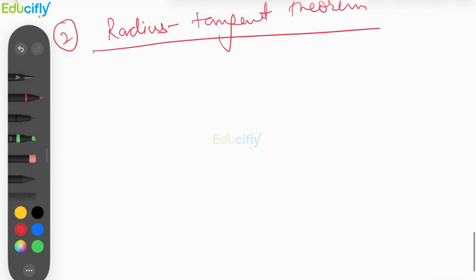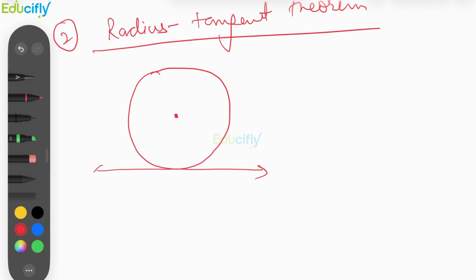The radius tangent theorem says that if you are drawing any circle, this is the center of the circle, and if a tangent is passing through it, this is the point of contact. What is this called? This is called the point of contact. When the circumference and the tangent touch each other, that point is called the point of contact.